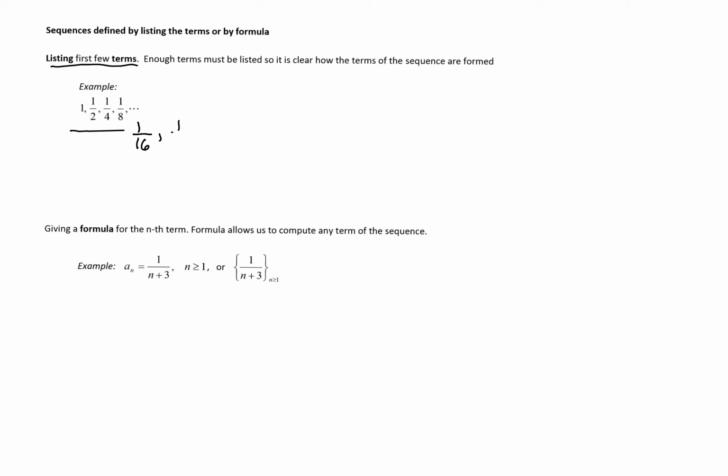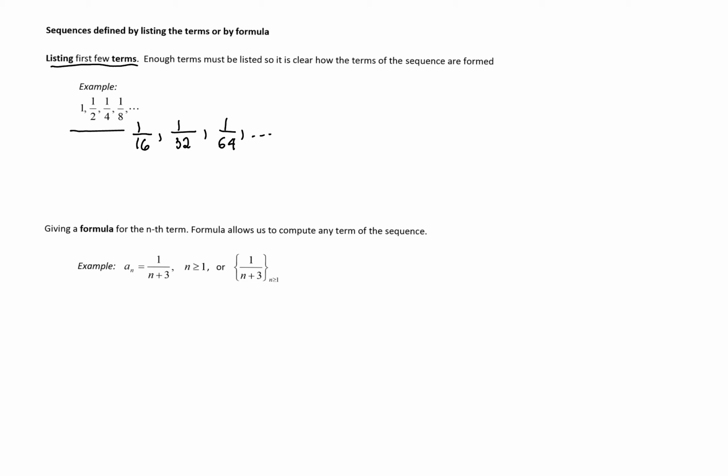And the next one will be 1 over double of 16, which is 32. And the next will be 1 over 64, and so on. So giving here 4 terms was enough. Not always is this the case. Listing the terms is a good way to see the first few terms, but it is not a good way to describe a sequence because, for example, if I want the 100th term, I would have to write 99 of them before I arrive at the 100th term.